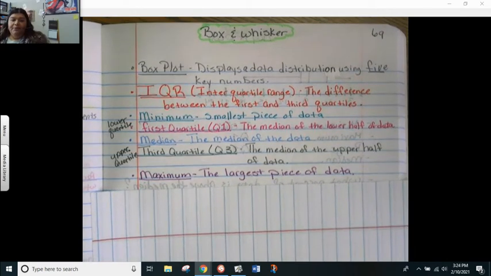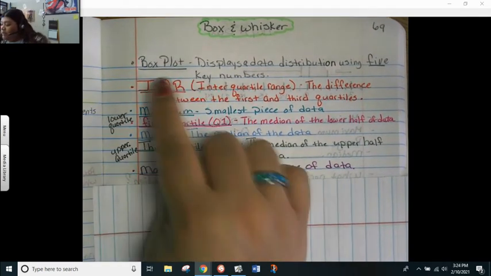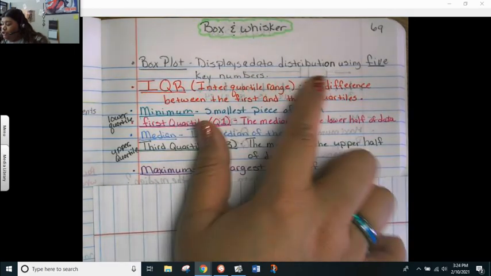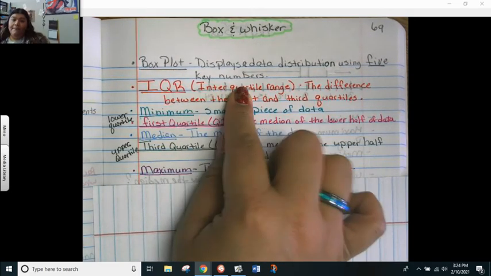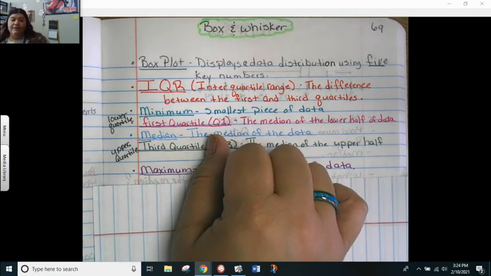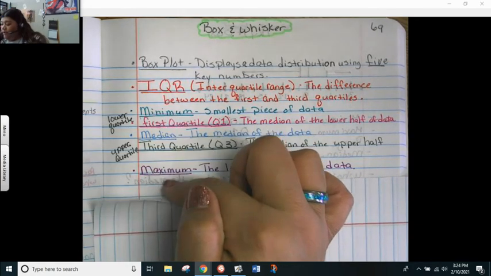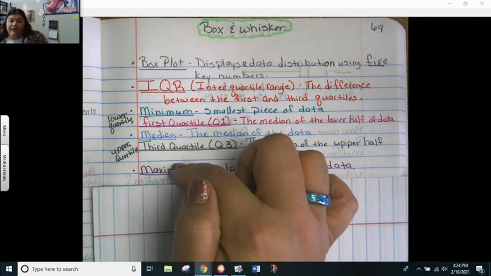All right, so what is a box plot? A box plot displays data distribution using 5 key numbers. Okay, so I'm going to show you those 5 key numbers. They're the ones down here. Okay, 1, 2, 3, 4, 5. Okay, it's these 5 down here.